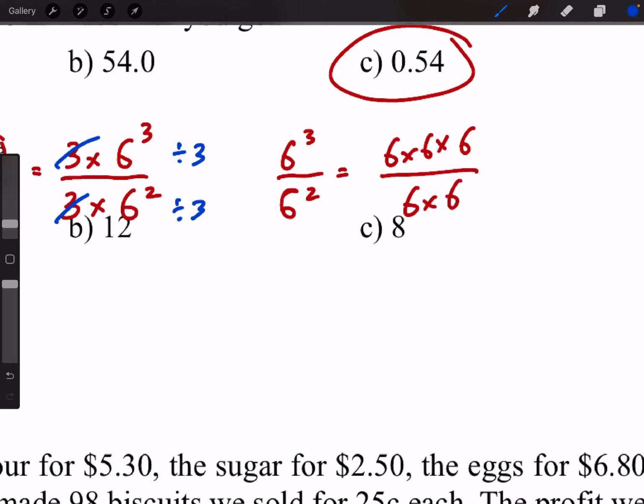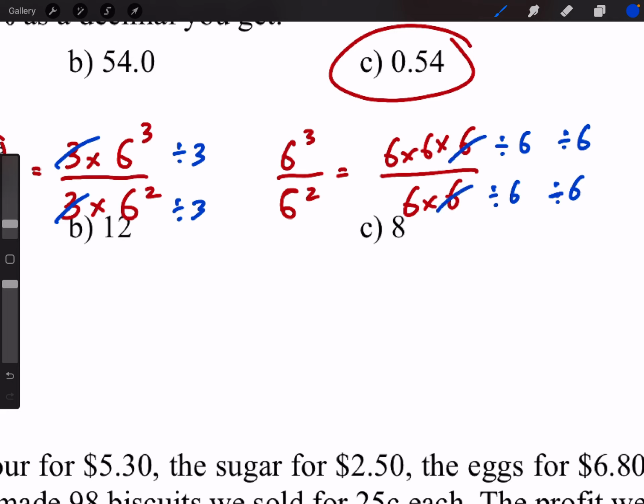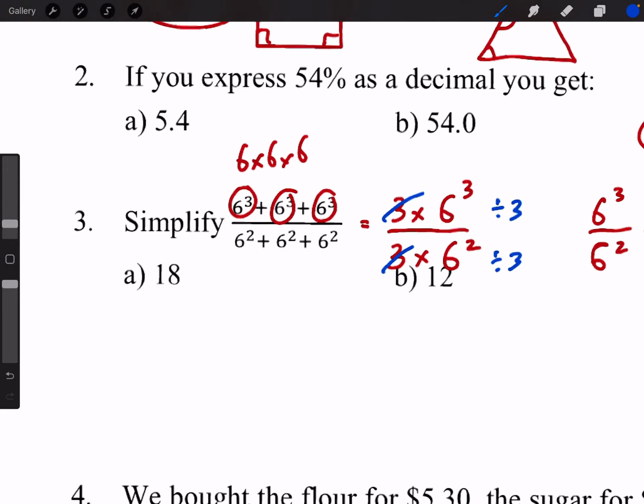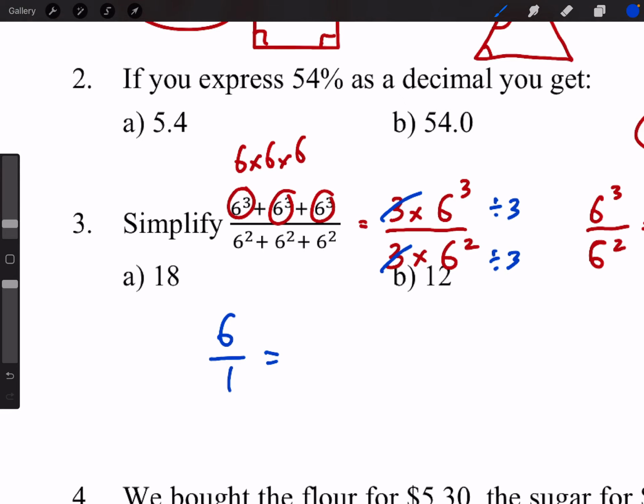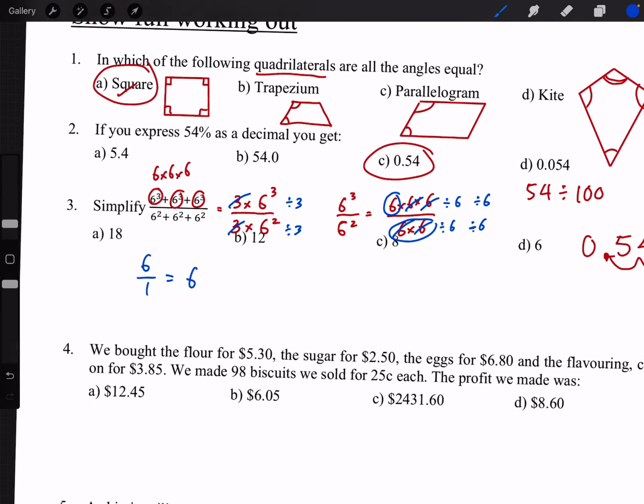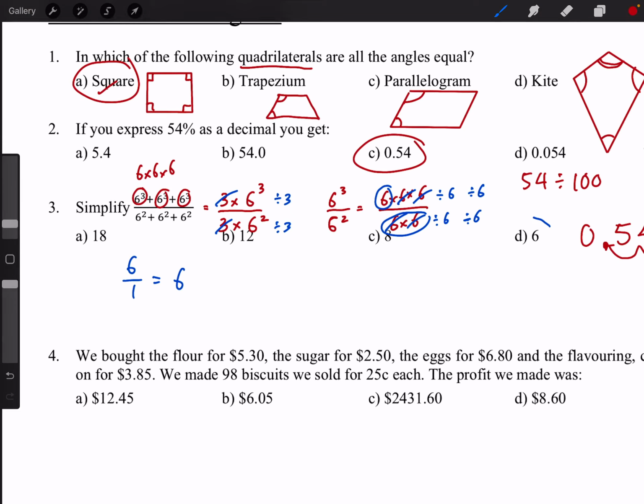So what can we do? We can divide top and bottom by 6 twice. Right? We can divide by once, that's once. Divide by twice, that's twice. So what are you left with? You're left with 6 over, all of this becomes a 1. So you got 6 over 1, and that's just 6. So the answer is D.